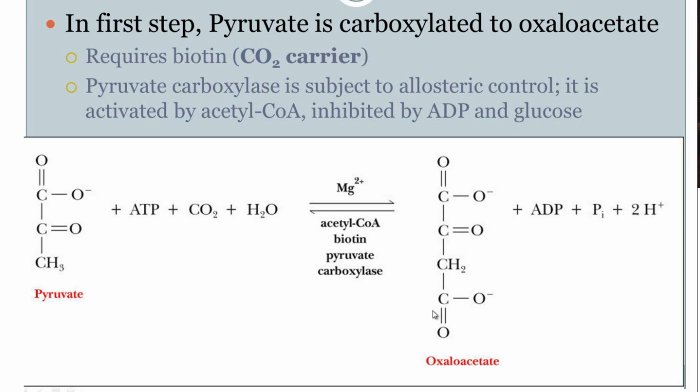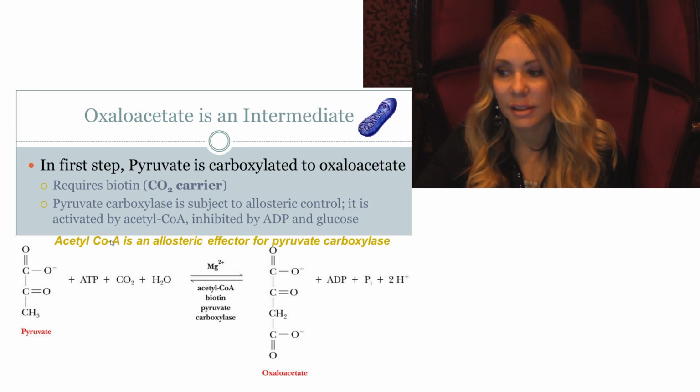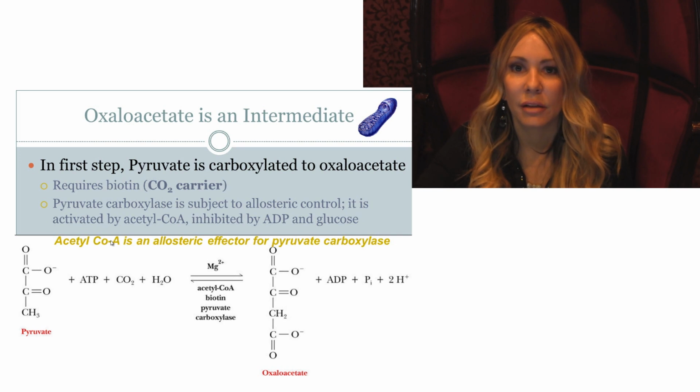So here's our ADP plus Pi, inorganic phosphate. This is going to be a broken down ATP and then plus 2 hydrogens. So that's the first step. Again, this requires biotin, which is a carrier of CO2. Acetyl-CoA is going to be an allosteric effector for pyruvate carboxylase, and this will be inhibited by ADP and glucose.